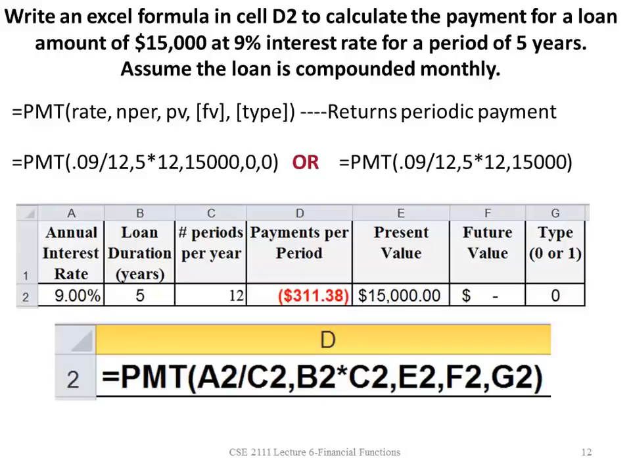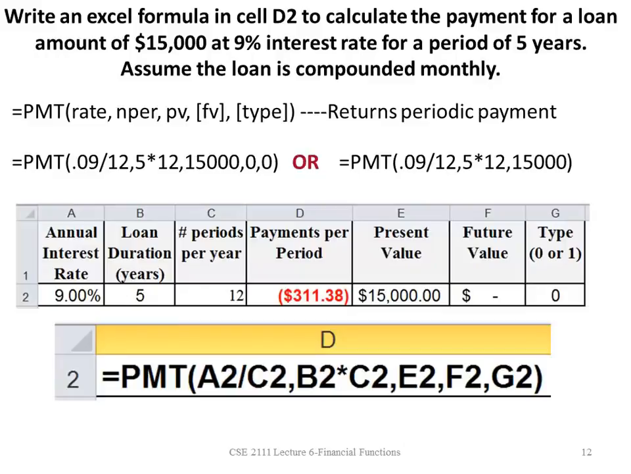Now, sometimes you will hard code these, but many times I'm going to have you set up a spreadsheet and then type in cell references. So if you notice here, I have my spreadsheet set up very nicely. So I can plug in any values, change any numbers, and put the function in. So in this case, I want to find the payments per period, which is in cell D2. So I have the payment function, and now I'm just plugging in the cell references.